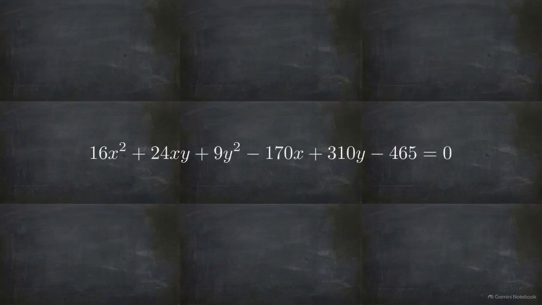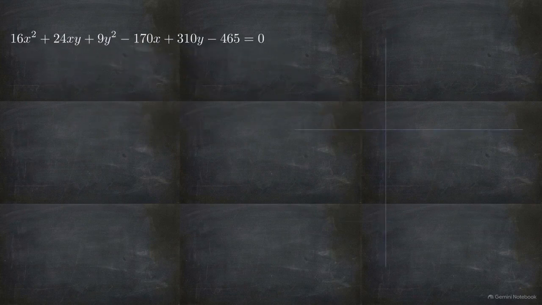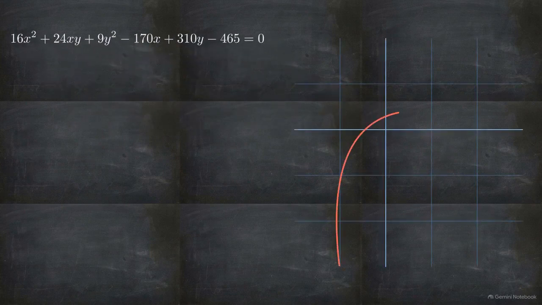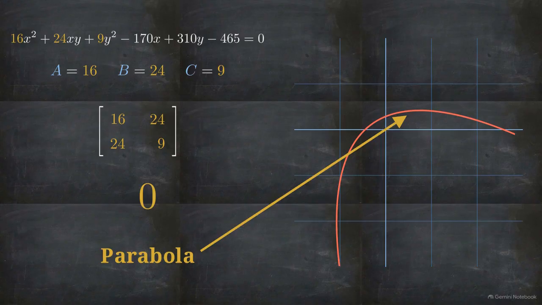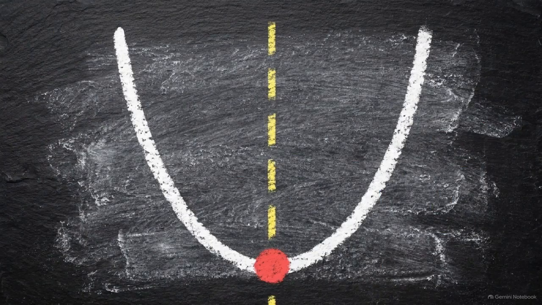We can apply this method to the equation from scene 1a, which corresponds to problem 288 in the text. 16x squared plus 24xy plus 9y squared minus 170x plus 310y minus 465 equals 0. First, we calculate the determinant. 4 times 16 times 9 is 576. 24 squared is also 576. The difference is exactly 0. This 0 result confirms that the curve is a parabola.